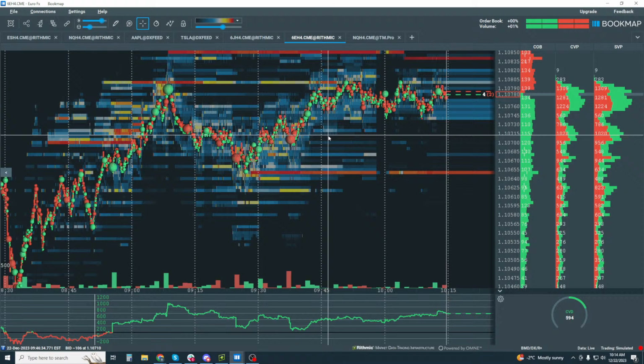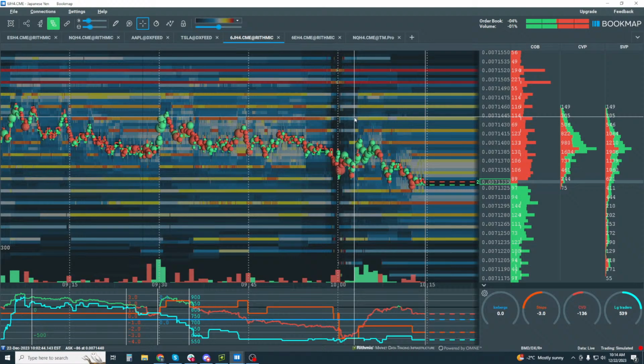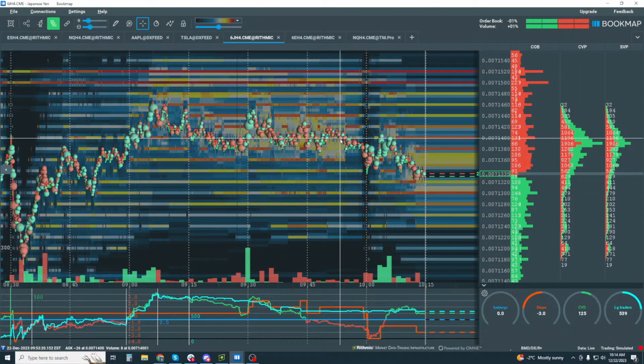Now, we'll come back to this one in just a minute, and let's jump over to the 6J. Look how distinctive it is here. Stan has been creating some content and trading the 6J recently, and for good reason, with the interest rates and all these things going on. This is a great instrument to trade.